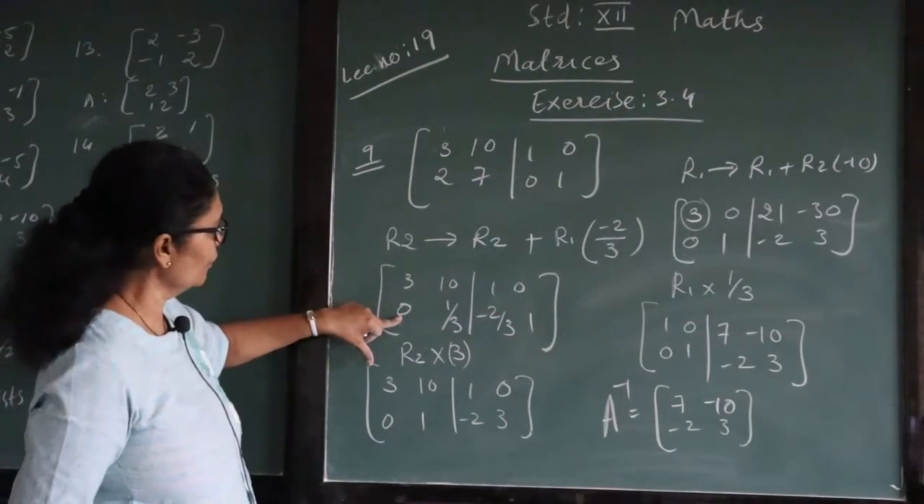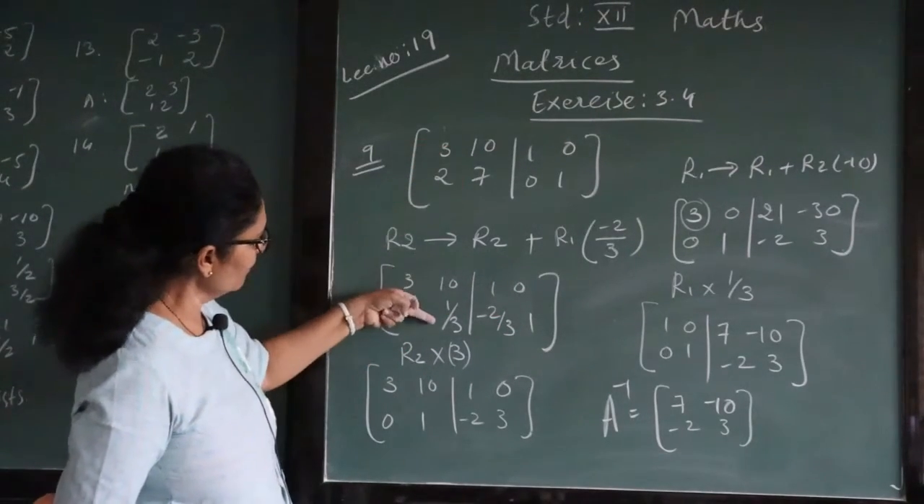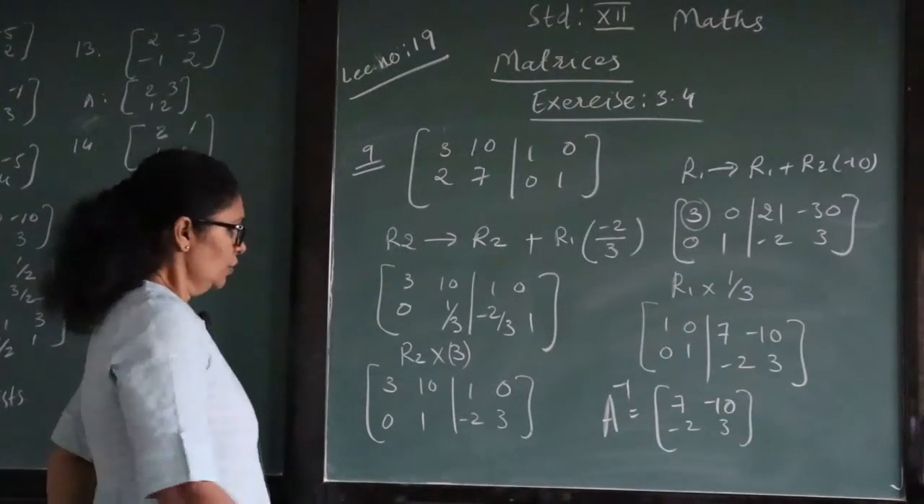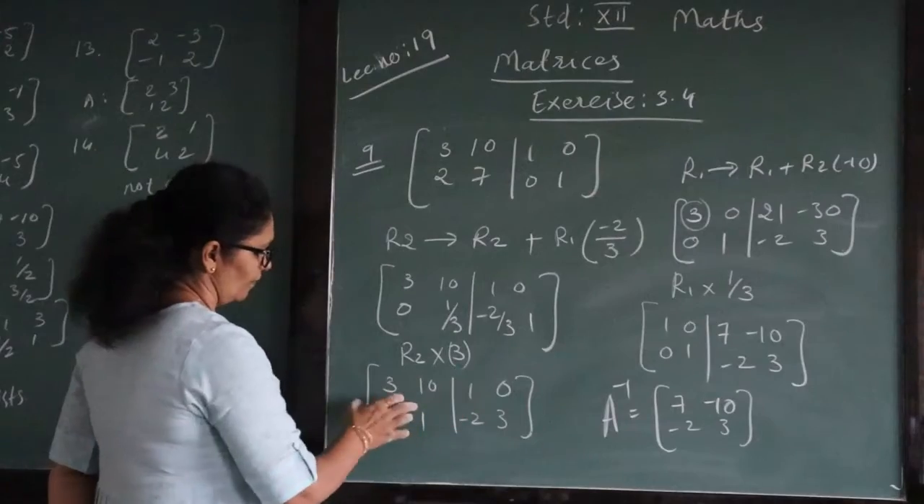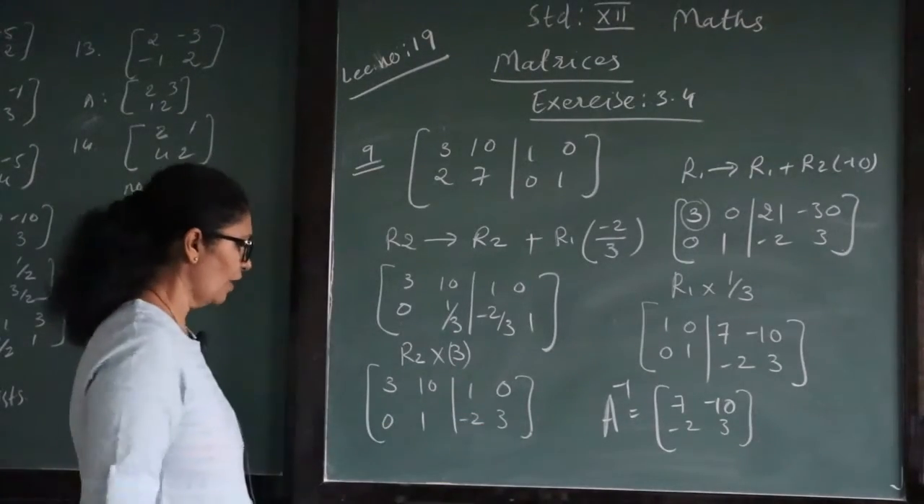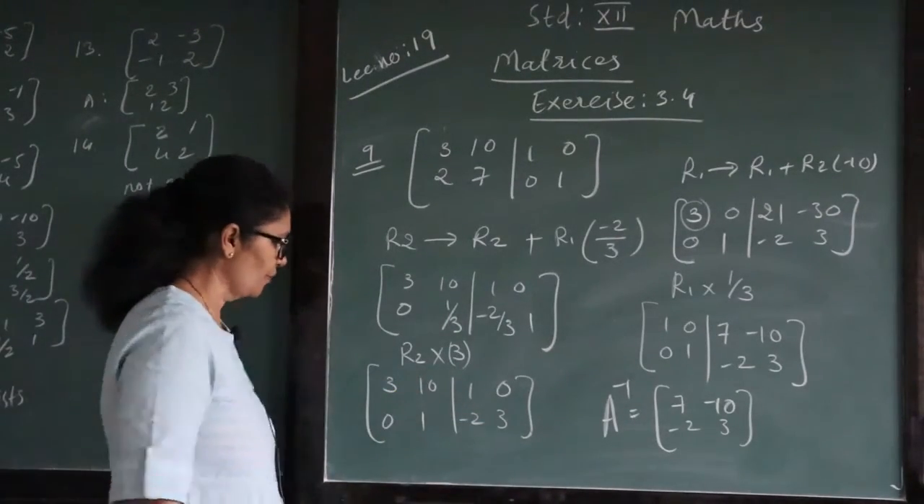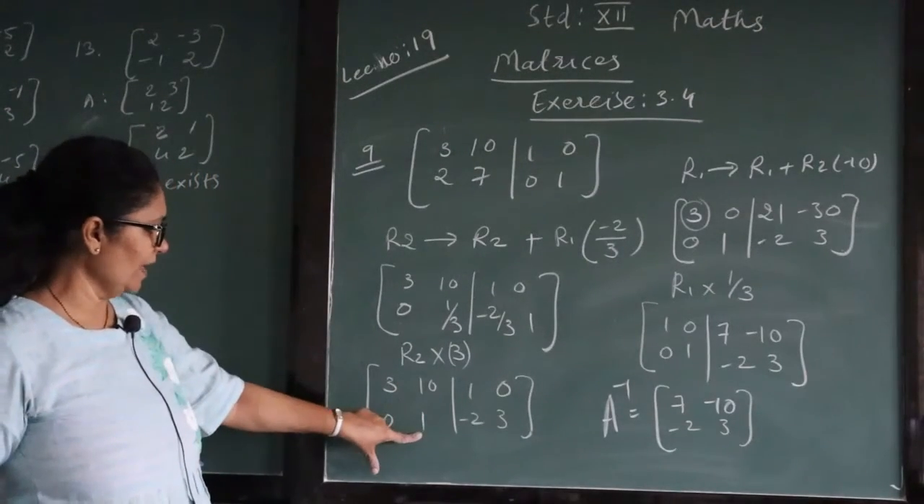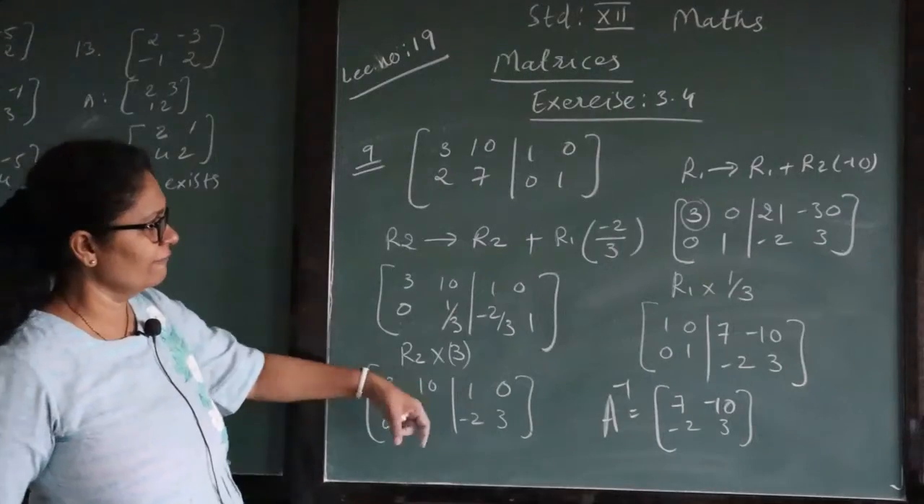So first we get 0. By doing this, here we get 1 by 3. But we don't want 3 here, we want 1 here. So we have multiplied with 3. Now we get last row set. Now we have to proceed for our first row. We don't want this 10. We want 0 here. So we have multiplied this by minus 10 and added in first.